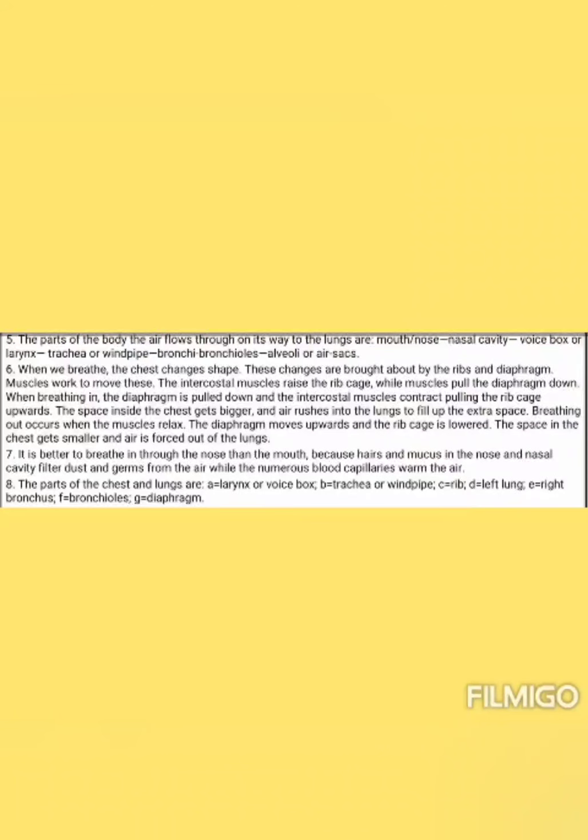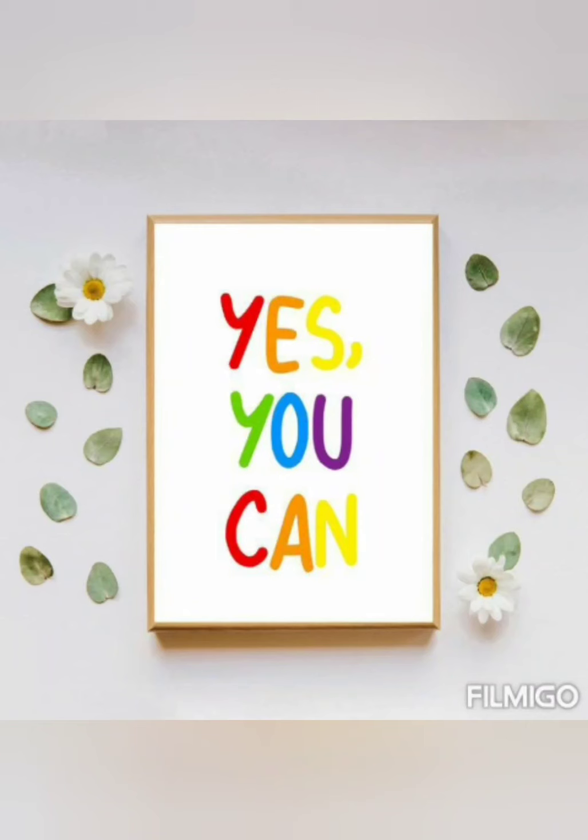Okay, now the answer of question number 5 is: what is the passage of air? First of all, the air enters the nose and mouth. We use both mouth and nose. Then it enters the nasal cavity. Then it enters the voice box or larynx. Then the trachea, or windpipe. Then bronchi and bronchioles. And then at the end, alveoli or air sacs. And you know very well what happens in the air sacs.